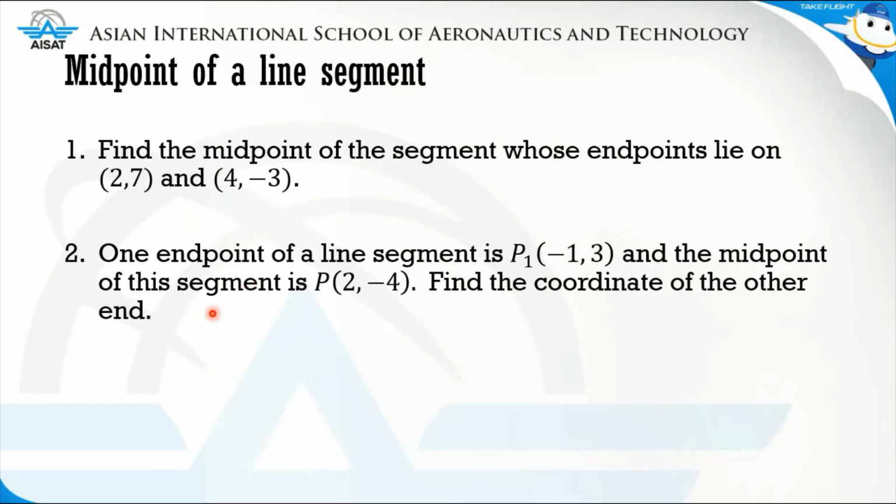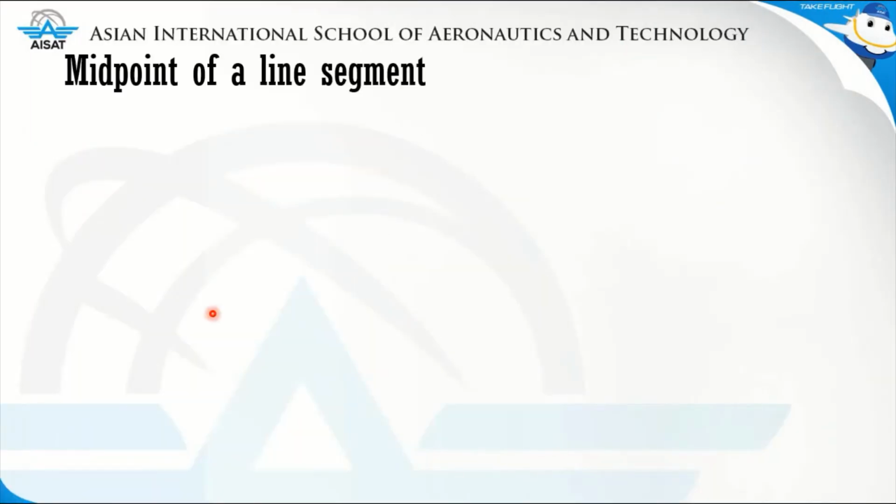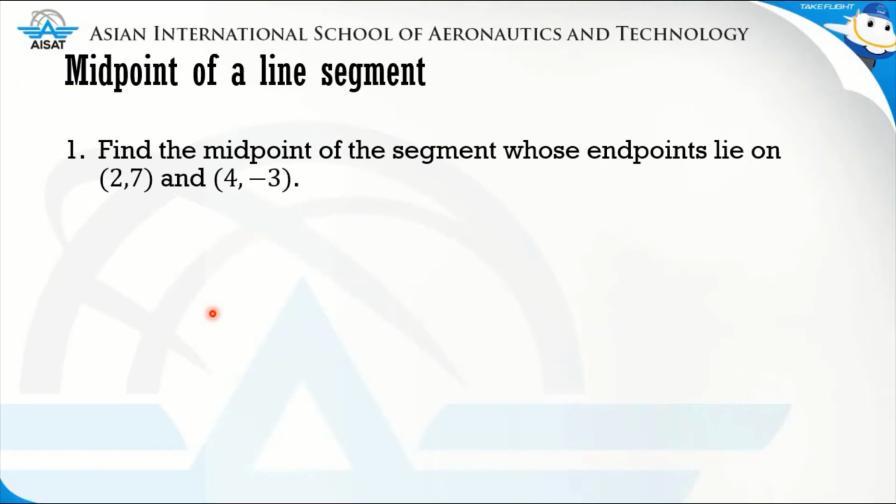Now let's try to solve item number 1. For item number 1, we are asked to find the midpoint of the segment whose endpoints lie on 2, 7 and 4, negative 3.